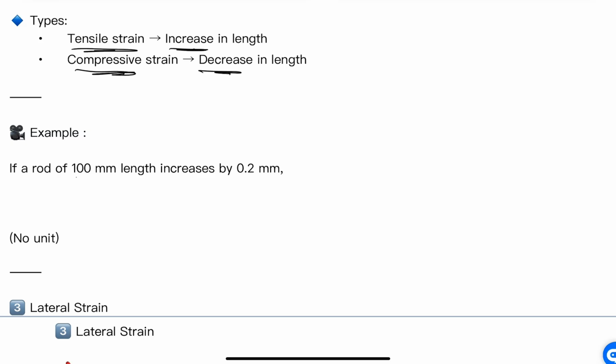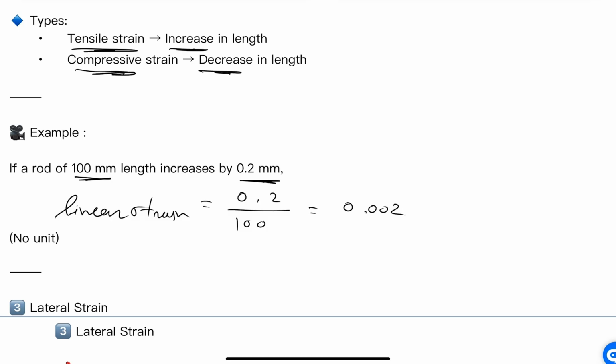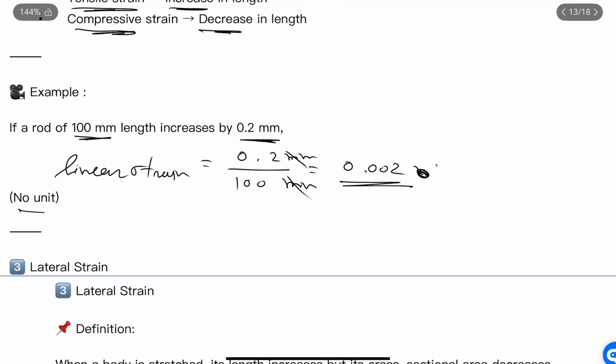Okay, over here I have one example for you. A rod of 100 mm length is increased by 2 mm after applying the stress. So what's the linear strain? Linear strain is equal to 2 divided by 100. So it will be 0.02. It does not have a unit, because over here it is mm, and over here it is mm, so the mm cancels. So it's unitless. No unit for that.